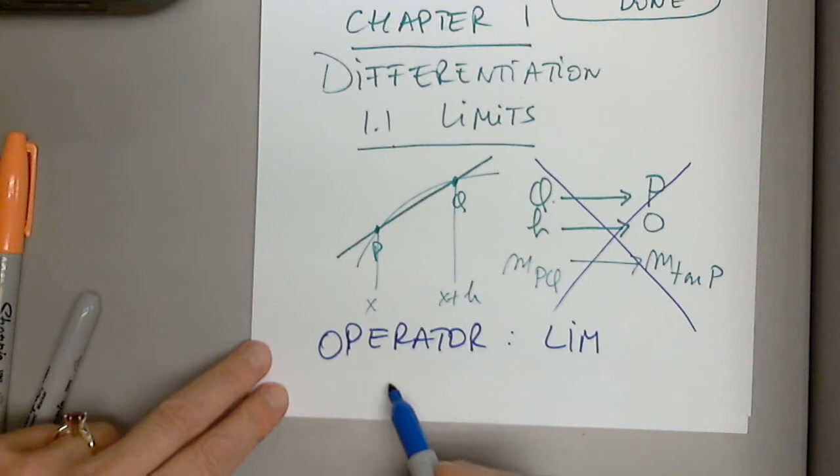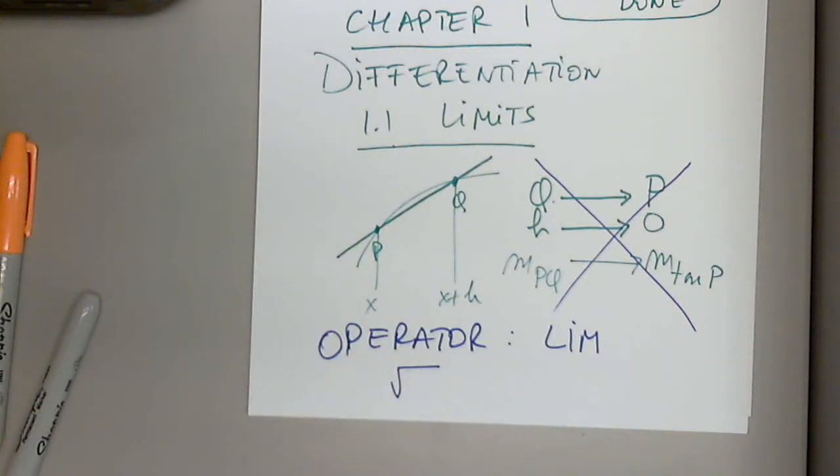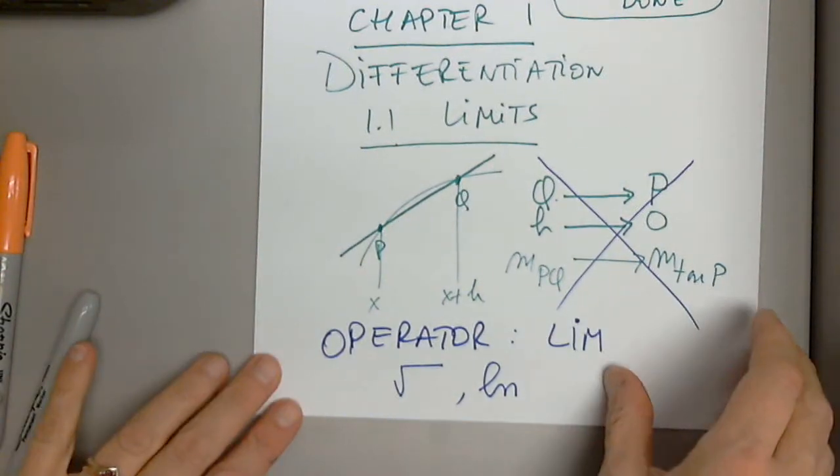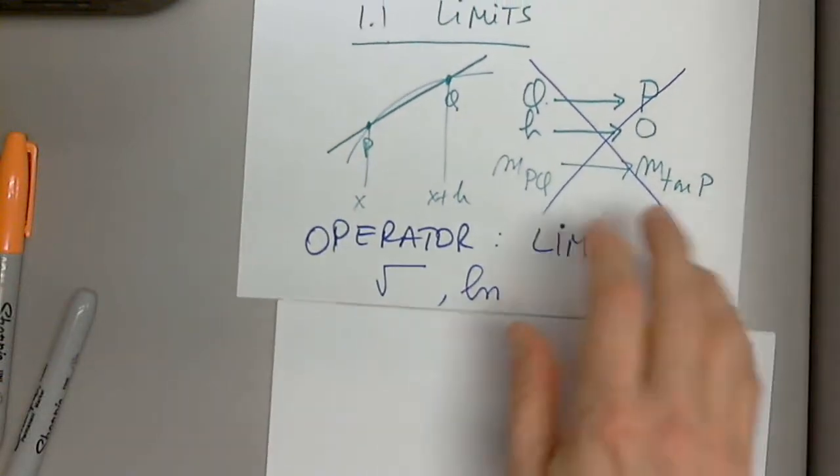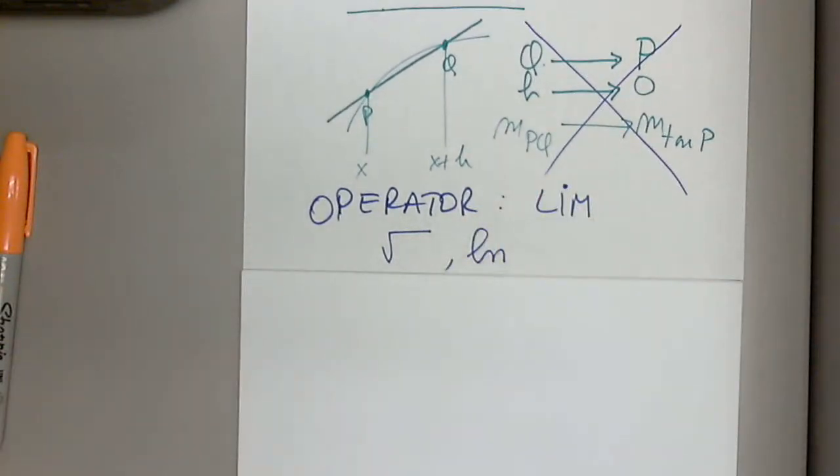Of course. We know the square root. The square root is an operator. Is there another? Yes, natural log, ln. ln is an operator, and so on and so forth. So now we're talking about limit. What does this mean, and what is the notation? Okay.